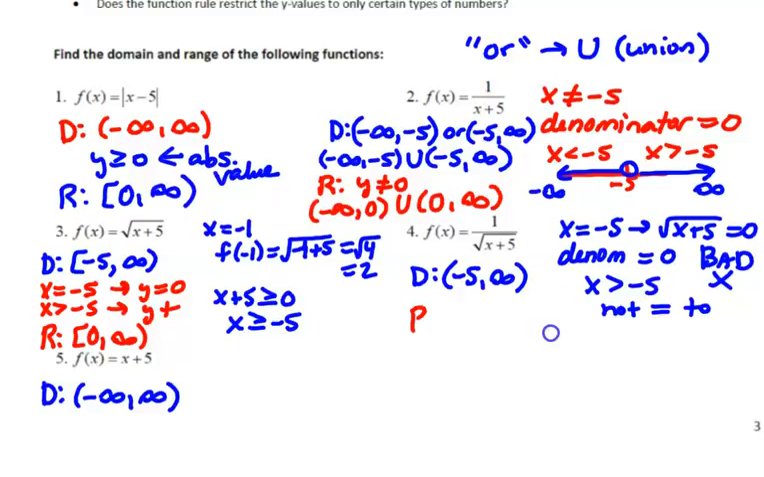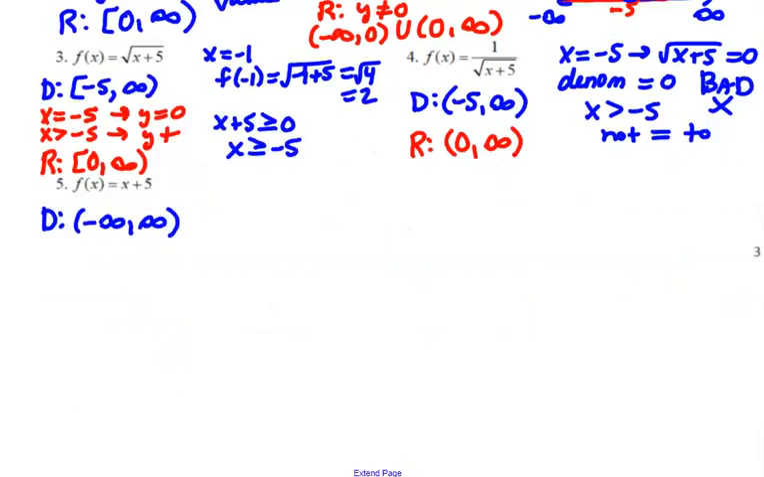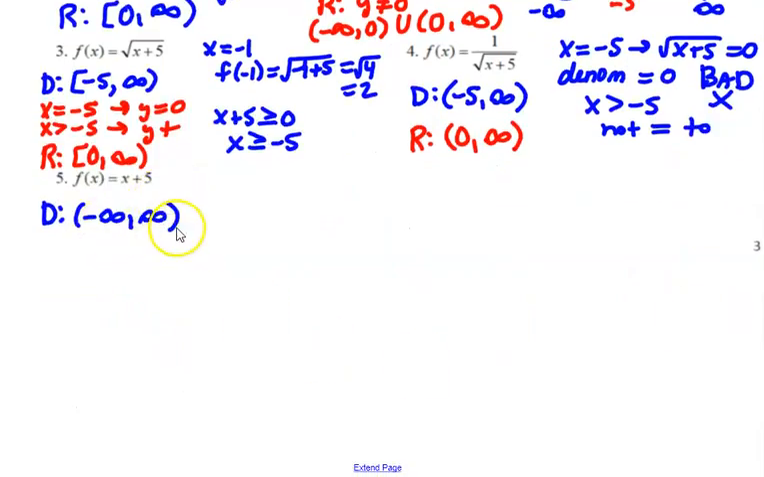So for the range, it is 0 to infinity. So we see it's the same thing. It's just that negative 5 here is included, and so 0 is included for y. Here negative 5 is not included, so 0 is not included for y. And if I take any number and add 5 to it, I can get any number. If I take negative 100 and add 5 to it, I get negative 95. If I take 100 and add 5 to it, I get 105. If I take negative 5 and add 5 to it, I get 0.